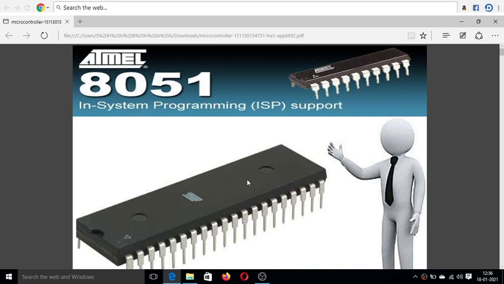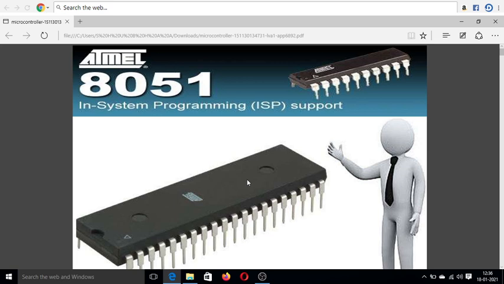In the last class, we discussed the introduction to the 8051, which is an Atmel microcontroller. A microcontroller is also called a microcomputer, or a computer on a chip. The 8051 is produced by the Atmel Corporation, and it is a programmable integrated circuit which can control devices according to the user program.